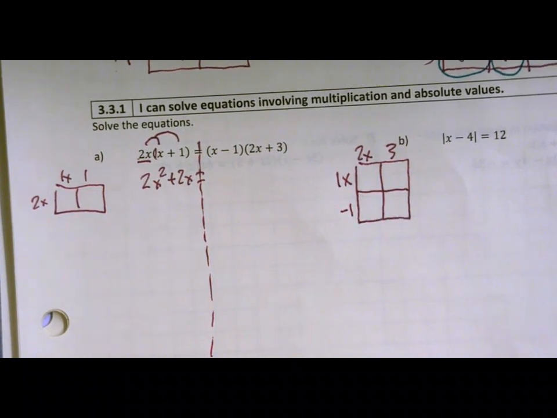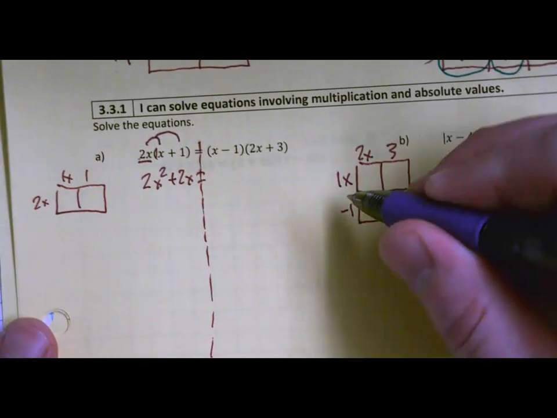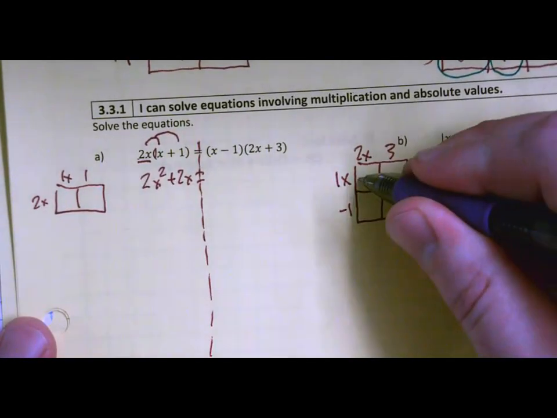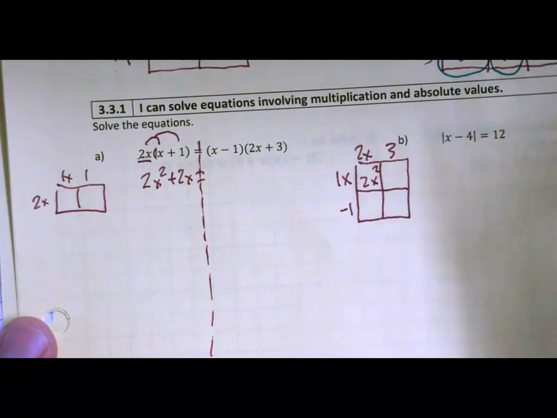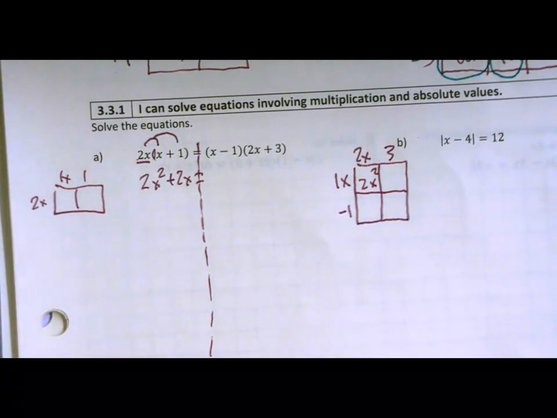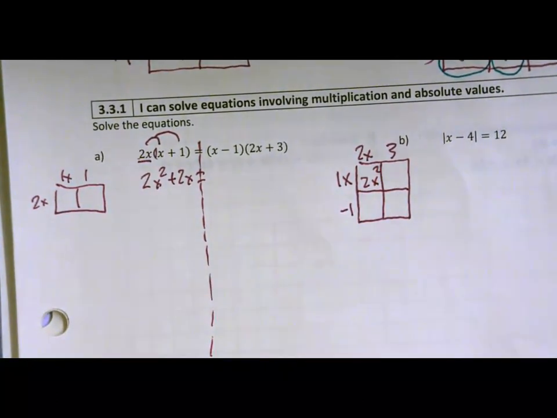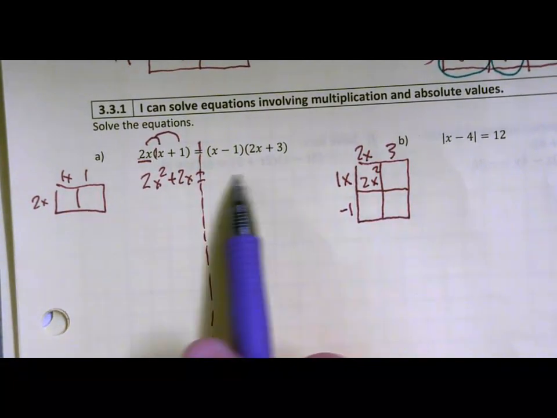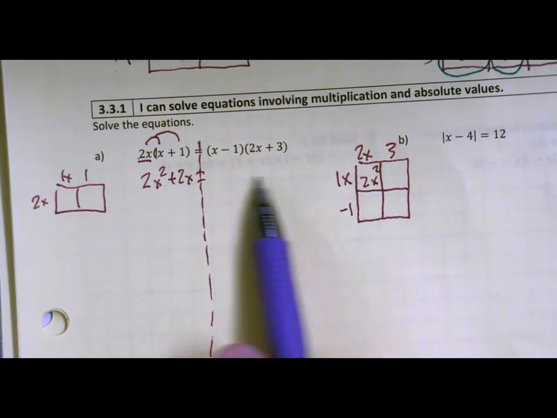Let's go ahead and multiply. So 1x times 2x. 1 times 2 is 2. X times x is x squared. Go ahead and fill out the rest of that inside there. And whatever you get, write it right here, right in that spot there.